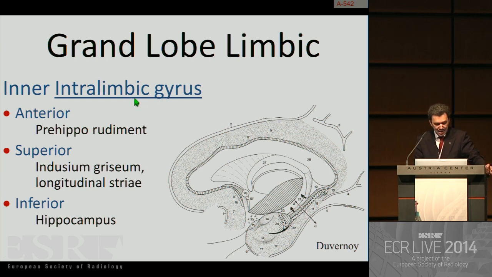And then within that, you have the inner intralimbic gyrus, which is this part here. You start here with the anterior part, the prehippocampal rudiment. You go around with the indusium griseum, longitudinal striae, which goes around the corpus callosum, and then finally you come here to the hippocampus, or the hippocampus proper. So these are the 2 structures which are within each other.